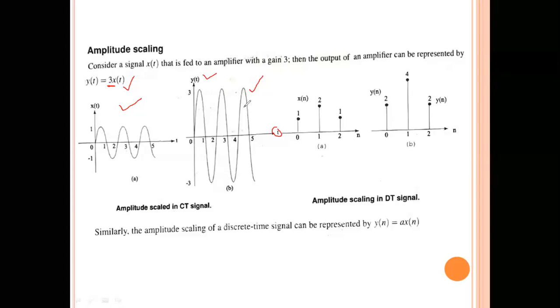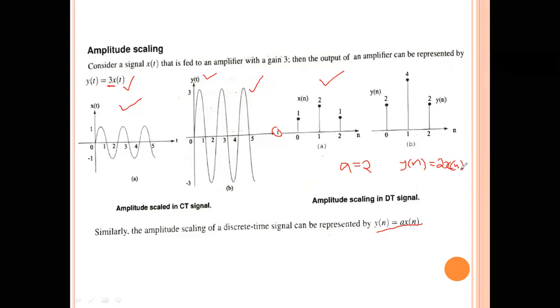Similarly, you can also apply amplitude scaling for a discrete signal. So here, y of n is equal to a into x of n. In this particular case, I am considering a is equal to 2. This is the basic signal x of n, and consider the gain is equal to 2. Now obtain y of n. So y of n is equal to 2 into x of n.